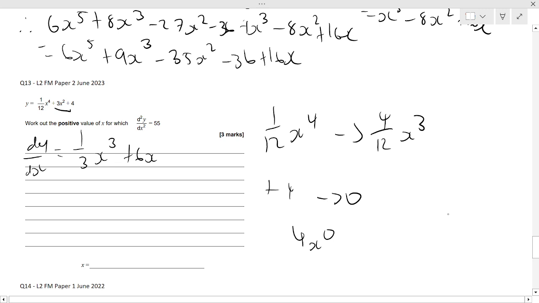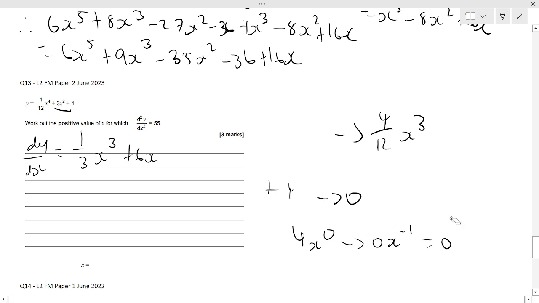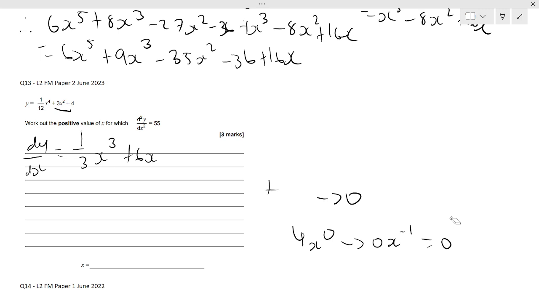Okay. Then if we apply the rule, if you times the power in front by 4, 0 times 4 would be 0x to the minus 1. Right, 0 minus 1, knock 1 off. But 0 times anything is still 0. So we add a 0 here, but obviously adding 0 doesn't do anything, so we can leave it as that. Okay, cool. So that's the first derivative, but then we need the second one.